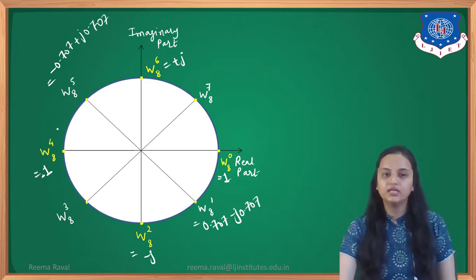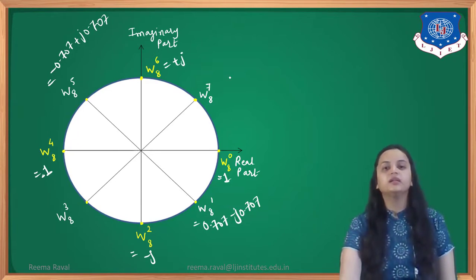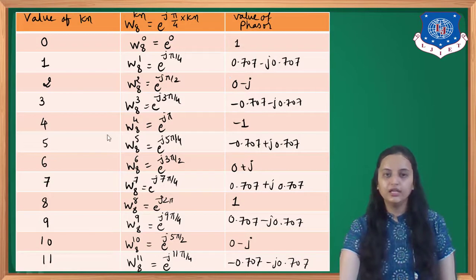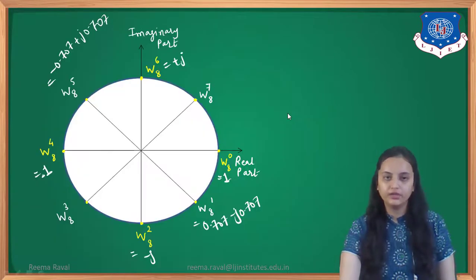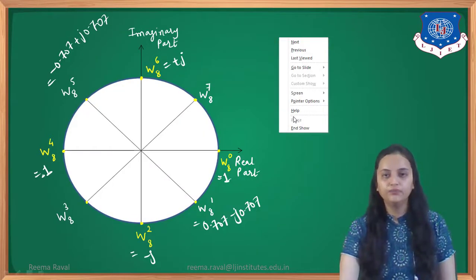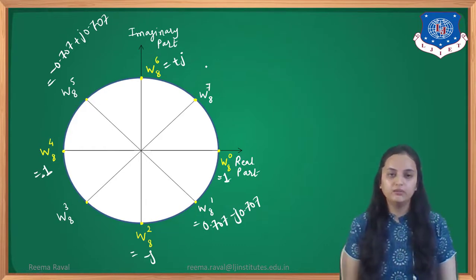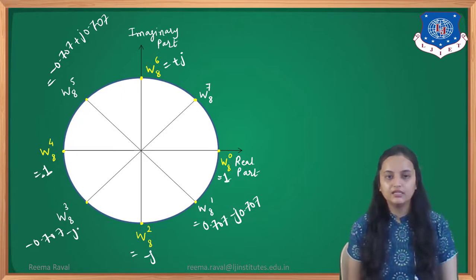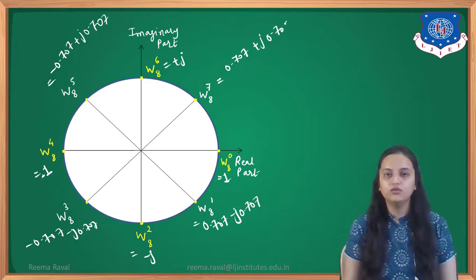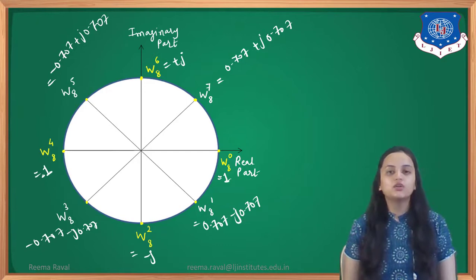In the same way, W83 and W87 values will be negative to each other. The W83 value is minus 0.707 minus j 0.707. So here we will write down that value: minus 0.707 minus j 0.707. The opposite value on that line, that is W87, will be 0.707 plus j 0.707. Okay, so this is called the cyclic property.